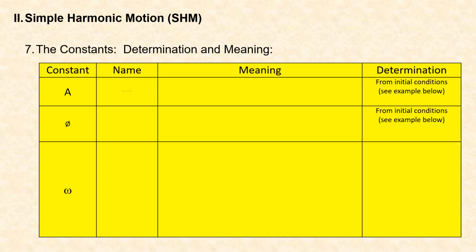Starting with A, it is what we call the amplitude of oscillation or amplitude of vibration, and it is simply the maximum displacement of the oscillator from its equilibrium position. So this is a relatively easy constant to understand. Now, how would we determine the amplitude? Well, in most of the problems, the amplitude will be given from the description of the problem. For example, if it tells you to exert a force on a spring, displacing it a certain distance from its equilibrium position, well, that is the amplitude.